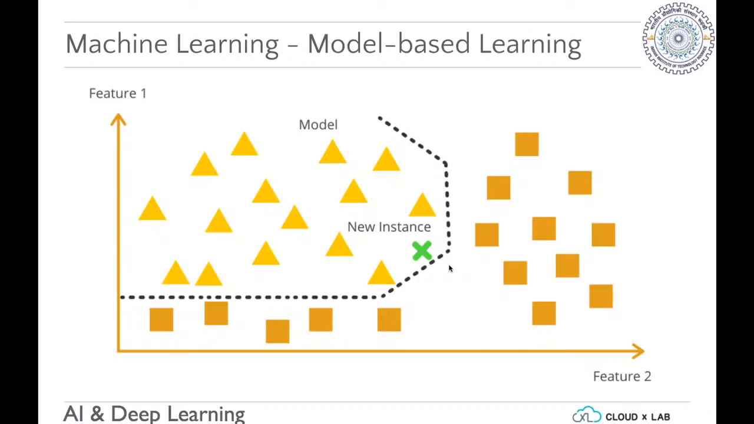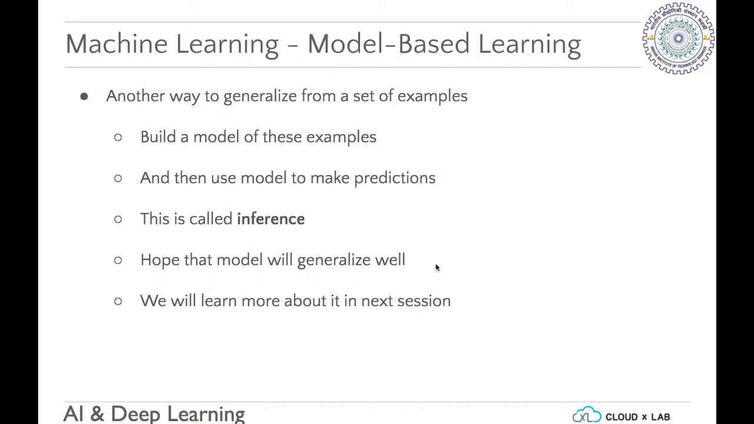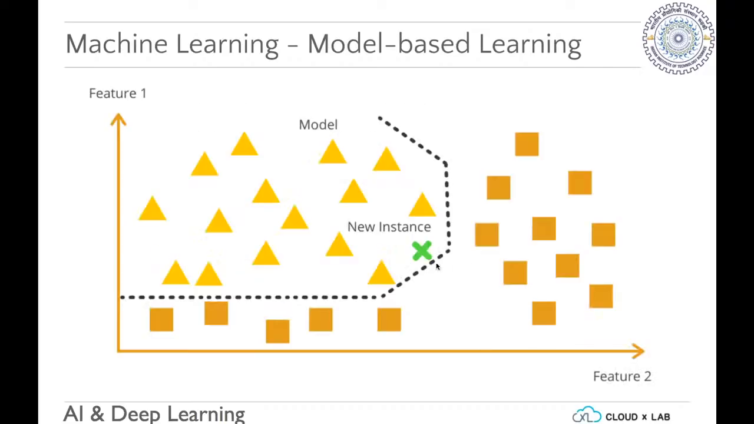For example, let's take a case of this example. Imagine something being here. Instance-based learning will say, okay, something is here, which is closer to this one, or something is here, which is closer to this one, and therefore it is a square, not a triangle, while it's falling into this particular model.